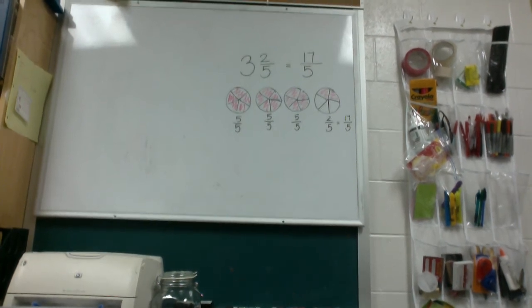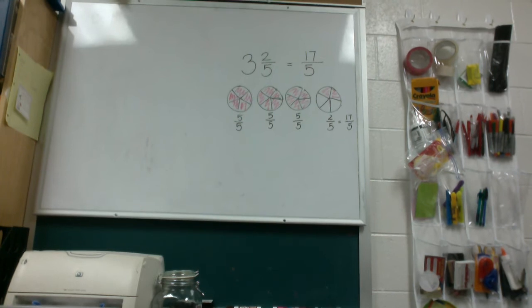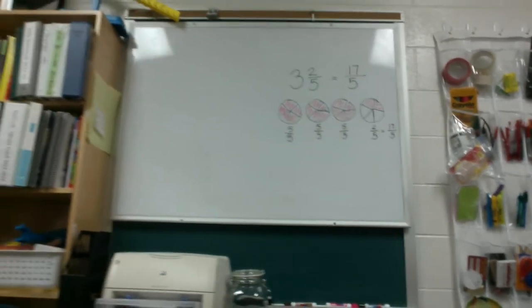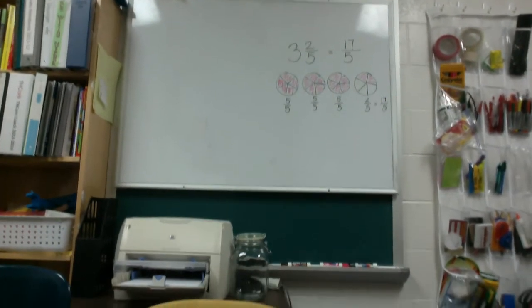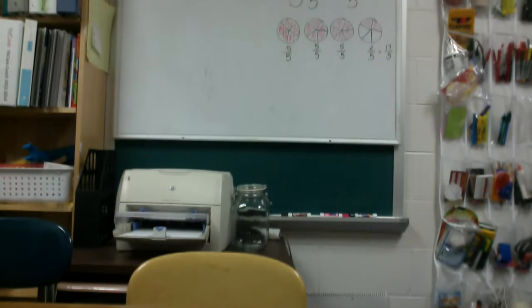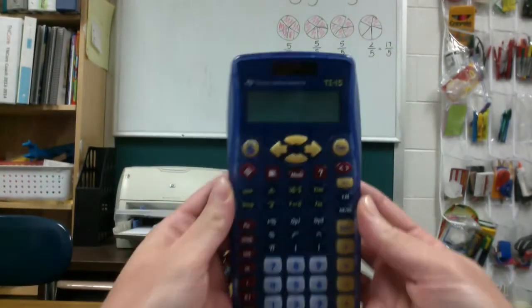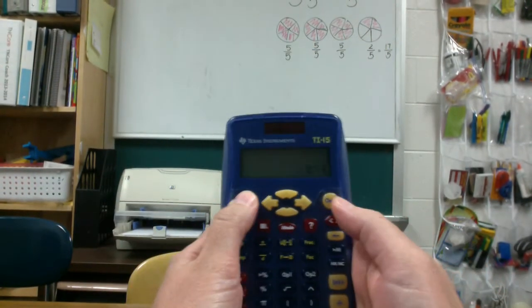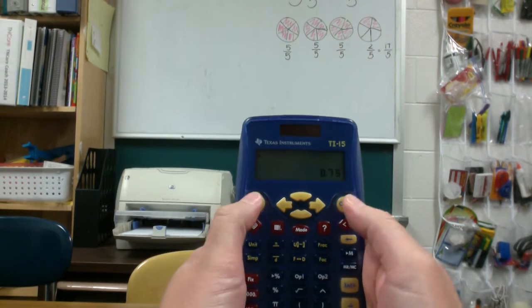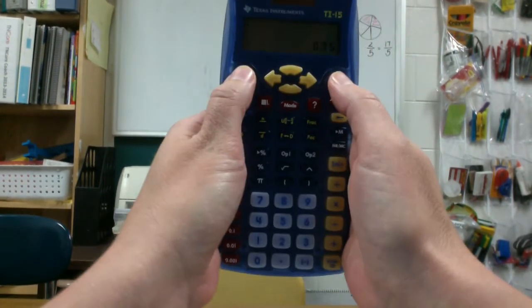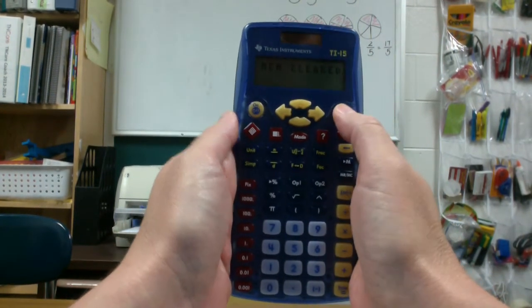It's important to understand what those numbers mean, but it's also important for you to realize that there's a function on your TI-15 calculator that can help you with these also. So I'm going to turn my calculator on and I'm going to double thumbs. I'm going to clear it out.